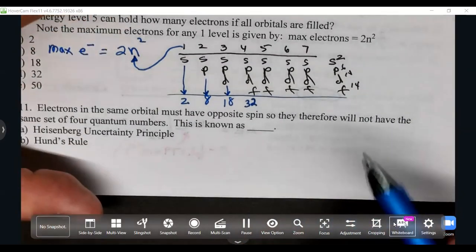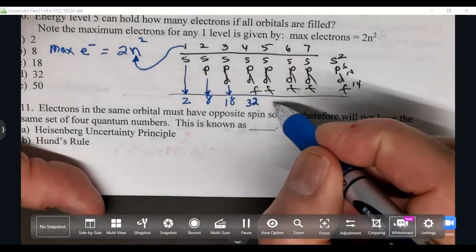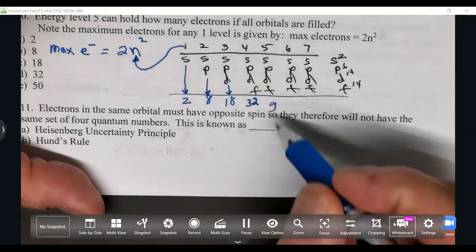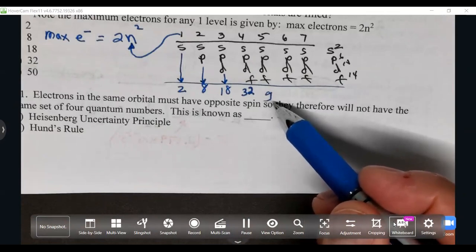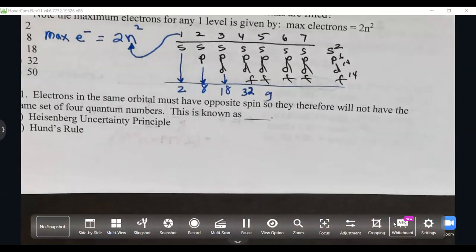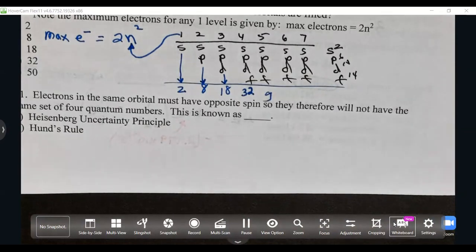Now, the problem is, in order to get level 5, there is a G, I believe, then goes H. You'd have to go farther with this. But let's just put a 5 in. What do we get if we put a 5 in? 50. We get 50, right? So that is the answer.